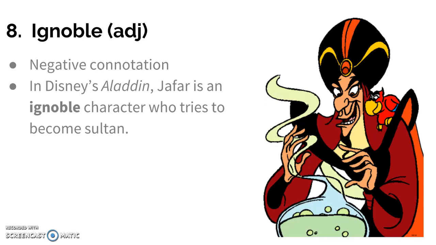Number 8 is ignoble, which is an adjective. The definition for ignoble is not honorable in character or purpose. So this is someone who does not have a noble character. This has a negative connotation. And for our example, in Disney's Aladdin, Jafar is an ignoble character who tries to become sultan.